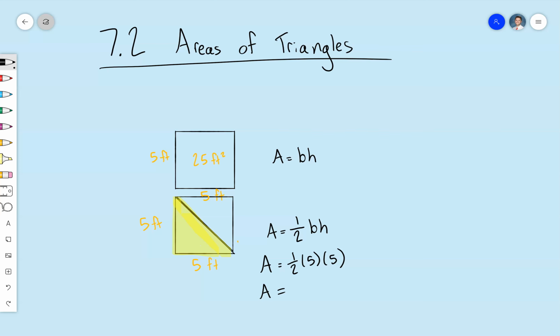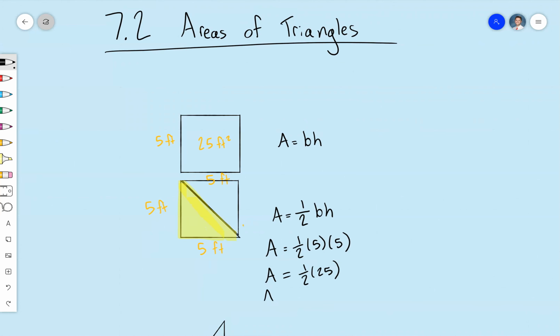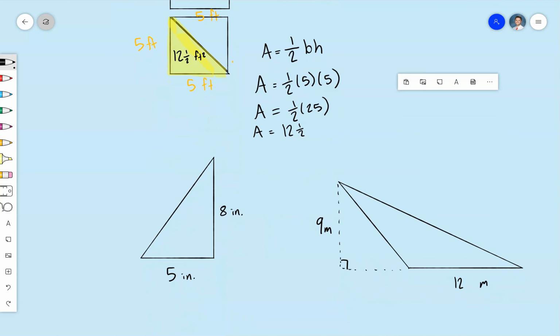So I'm going to go ahead and do 5 times 5 first. So I know that the area will be 1/2 of 25. And I know that half of 25 is 12.5. So our area for this triangle would be 12.5 square feet. So let's look at a few more examples.